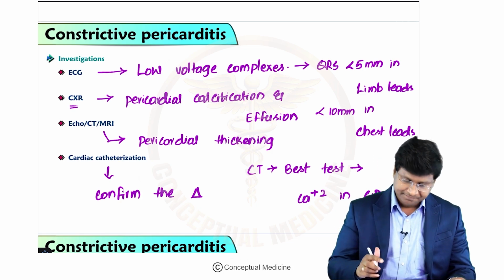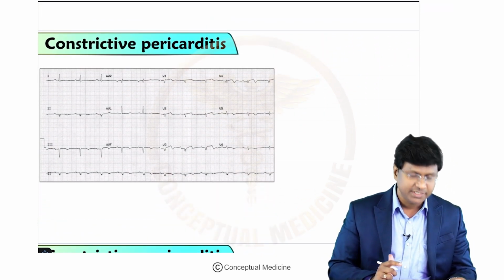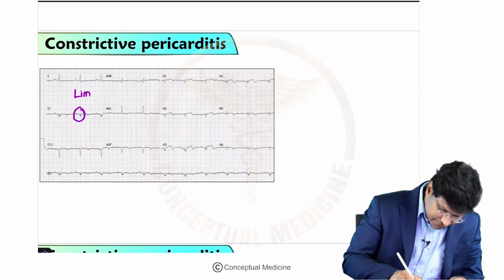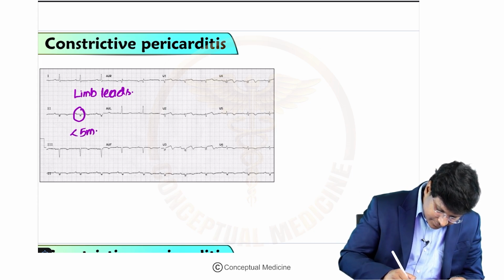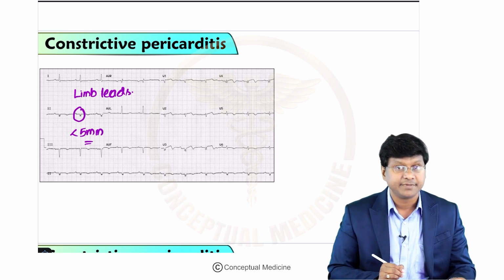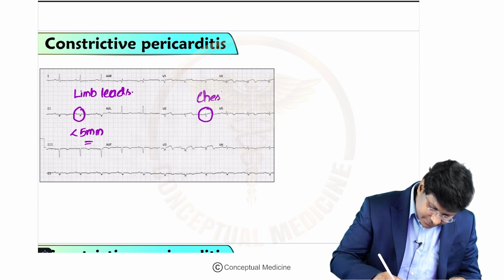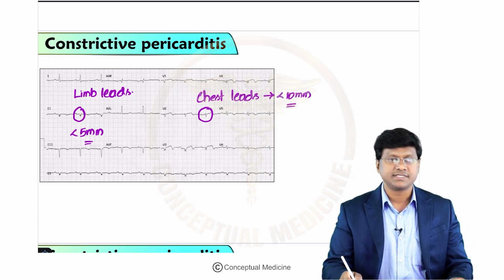And let me show you the ECG of low voltage complexes. This will be the ECG of patients with constrictive pericarditis. So you can see that here. If you take the limb leads, what is it that you are observing in the limb leads? The amplitude of the QRS complex is less than 5 mm, whereas the amplitude of the QRS complex in the chest leads is less than 10 mm. That is what you will see in constrictive pericarditis.